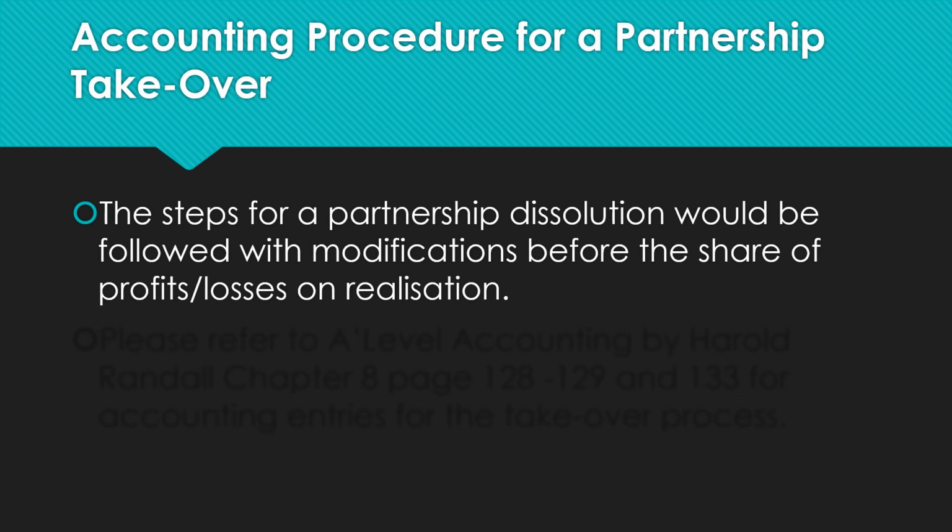You have to debit the realization account for the value and credit the asset account. So that's the first accounting entry. So I'm going through these again.